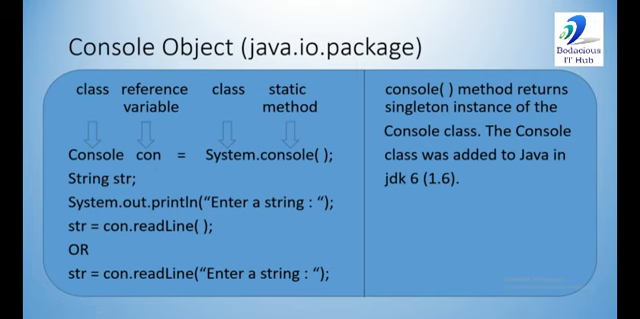Now using the readLine method, we can read a string. The return type of the readLine method is String. So whatever text we enter will be assigned to variable str. You can use this statement like this, or we can also provide a prompt in the readLine method itself, like con.readLine("Enter a string"). It will display this text on the screen, and whatever text we enter will be assigned to variable str.